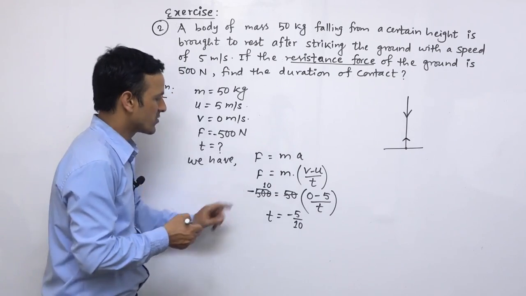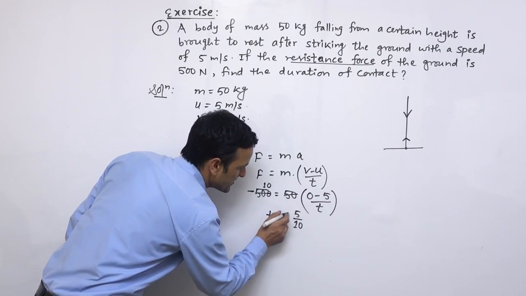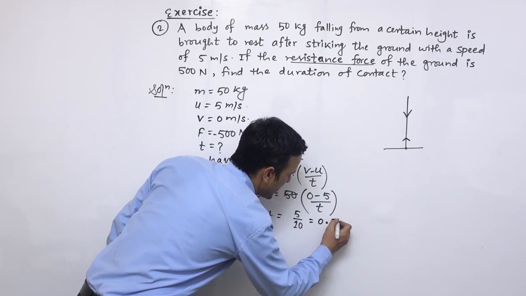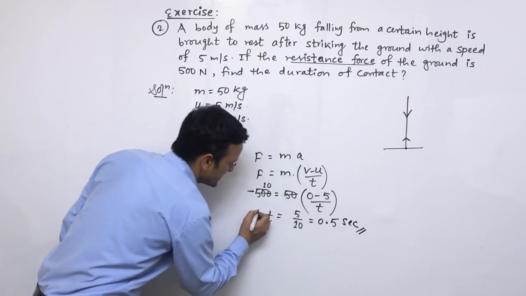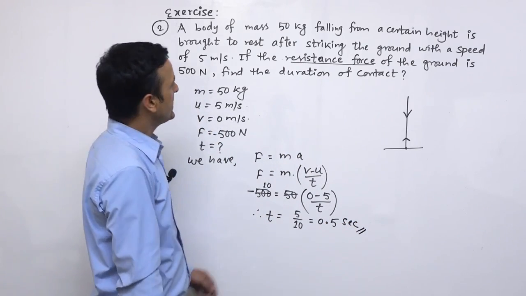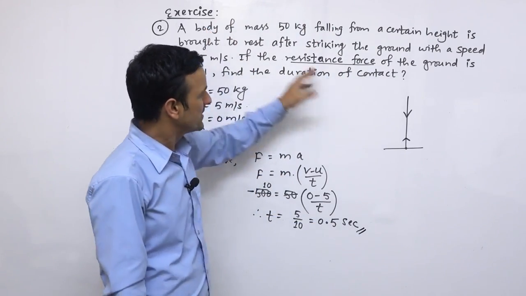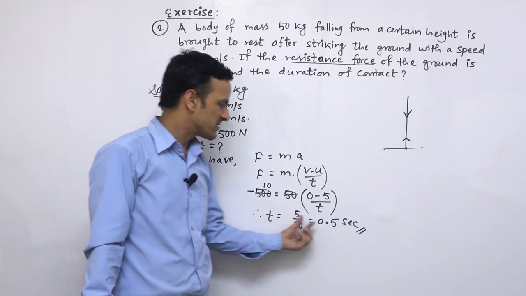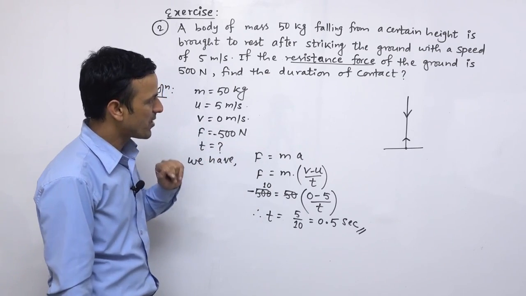So it will be negative of this direction. That's why write down minus, and here minus means it is plus. So time is equal to this one: 5 divided by 10 is 0.5 second. 0.5 second is the time taken by this body for contact. For contact with the ground, it takes 0.5 second. So in this way we can solve the problem.